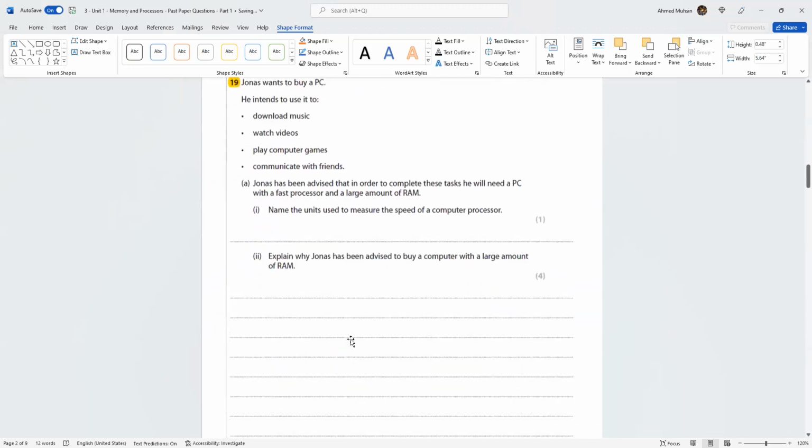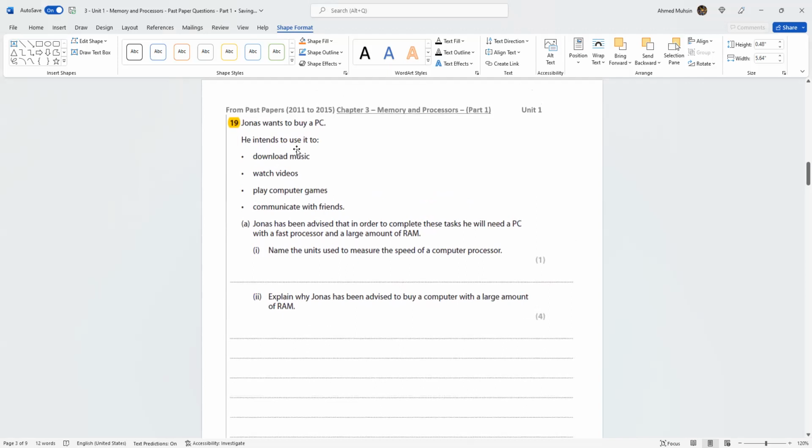Moving on, Jonas wants to buy a PC. He intends to use it to download music, watch videos, play computer games, and communicate with friends. Jonas has been advised that in order to complete this task, he will need a PC with a fast processor and a large amount of RAM. Name the units used to measure the speed of a computer processor. The unit is gigahertz, or you can use a smaller unit such as megahertz, kilohertz, or even hertz.